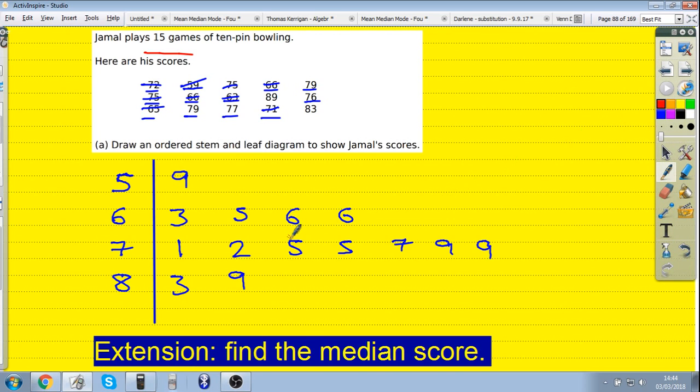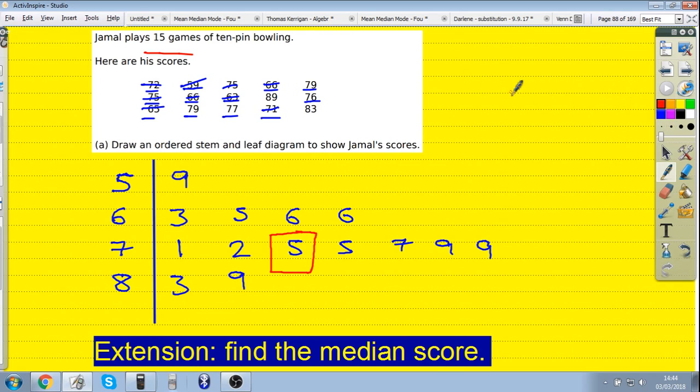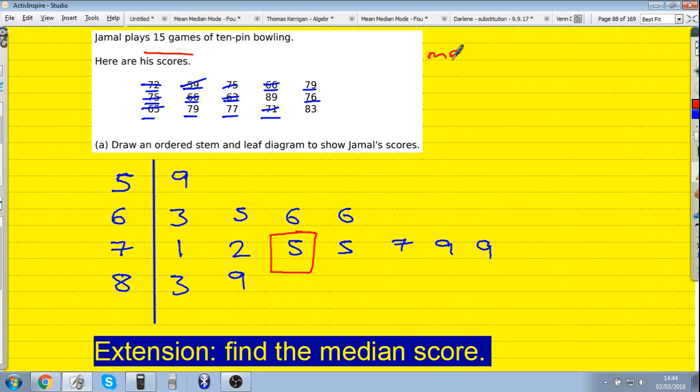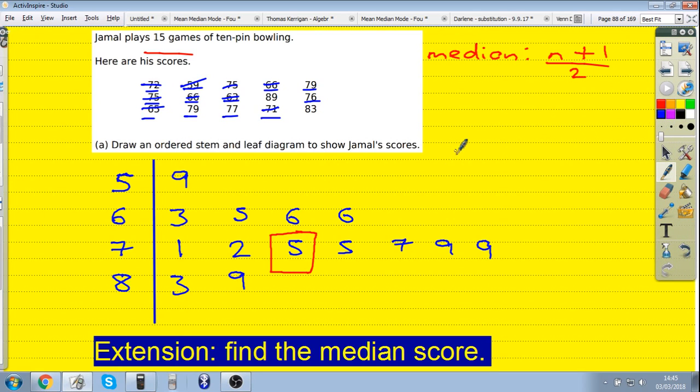And how do you figure out which number's in the middle? You find the 15 divided by 2 bit. So the way you do it is you do 15 plus 1 divided by 2. Right, okay. It's always n plus 1 divided by 2 to get the middle one. Basically, if there's 15, there's 7 smaller than it and 7 bigger than it. And so that one is the 8th one, 7 plus 1 to give you the 8.